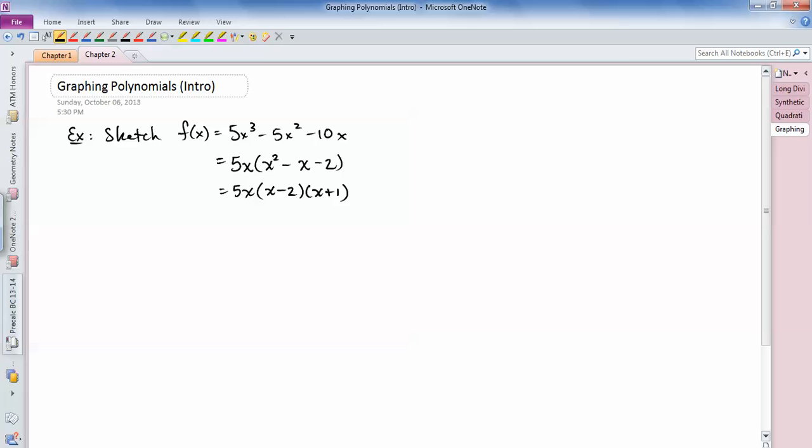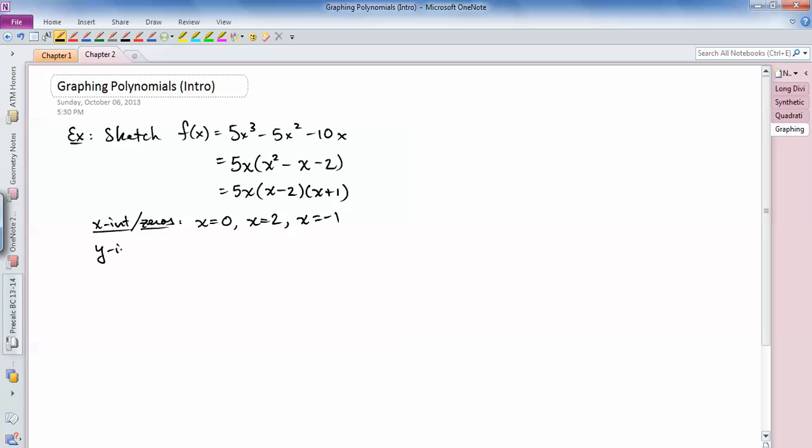What can we do with that? In order to sketch it, I think it would probably be useful to find the x-intercepts or the zeros. In factored form, that's easy. That's just whatever makes each factor 0. So in the first case, x is 0. It could be x is 2, could be x is -1. Any of those things get you 0 for the y value.